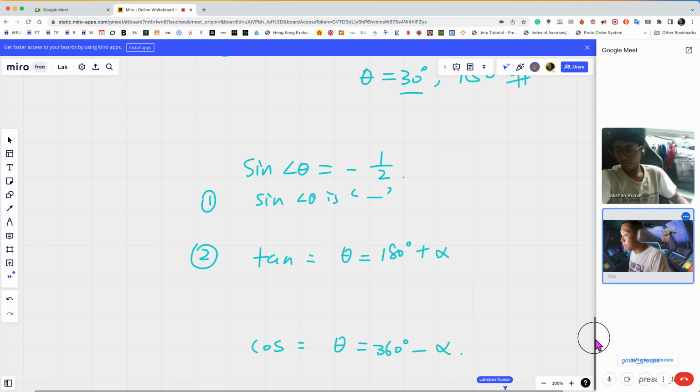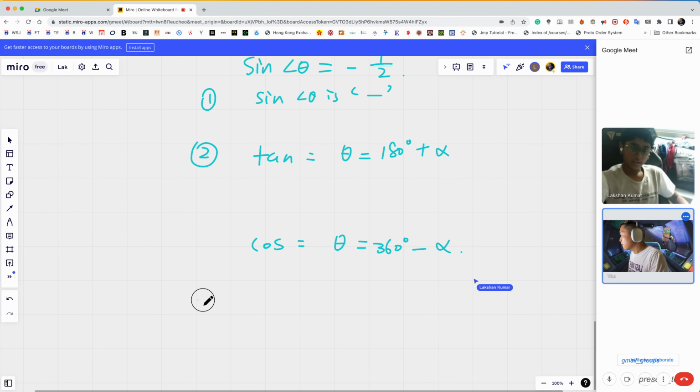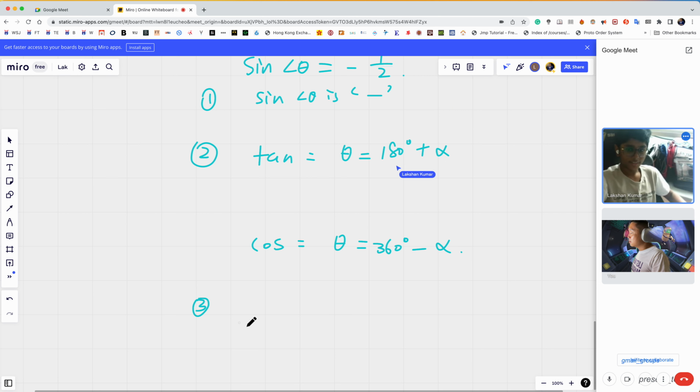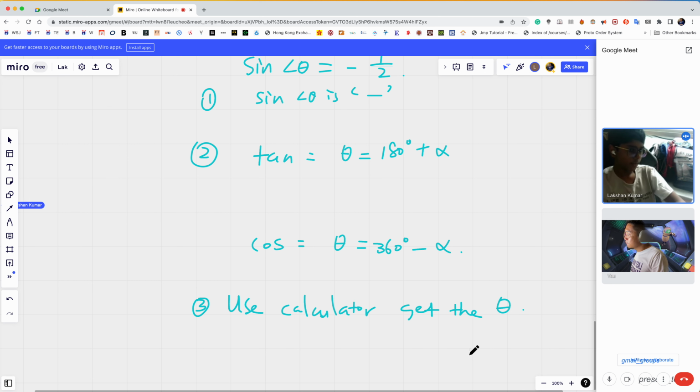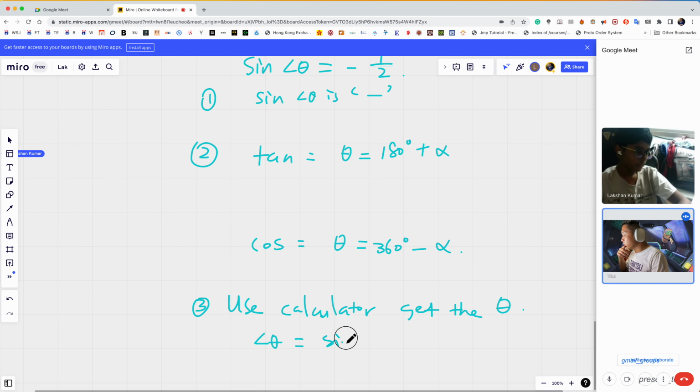Can you still remember step three? Step three is use calculator to get one of the theta. Right, how do you do it? Angle theta equals sine inverse negative half. So what's the answer?